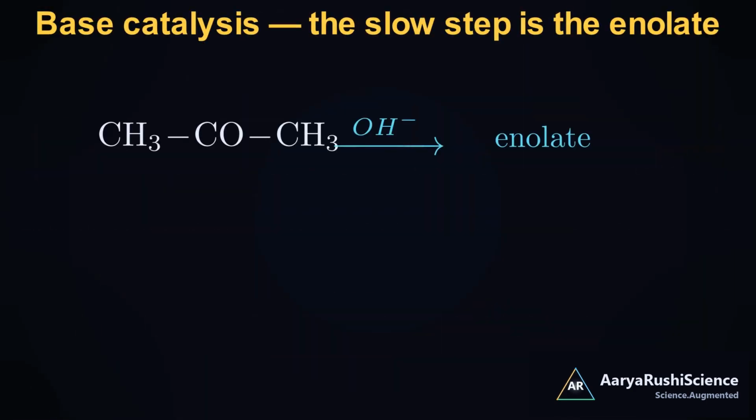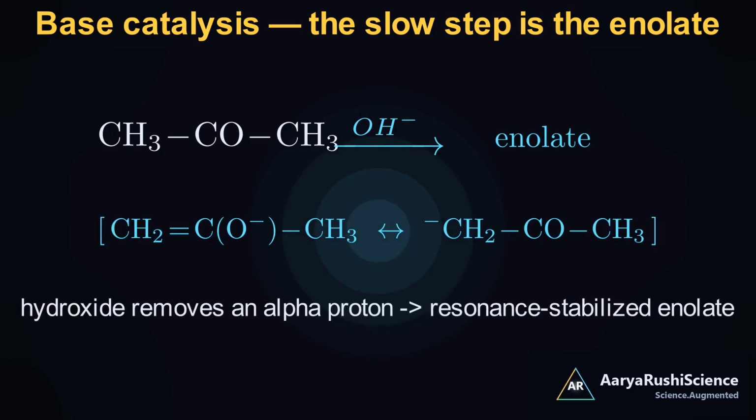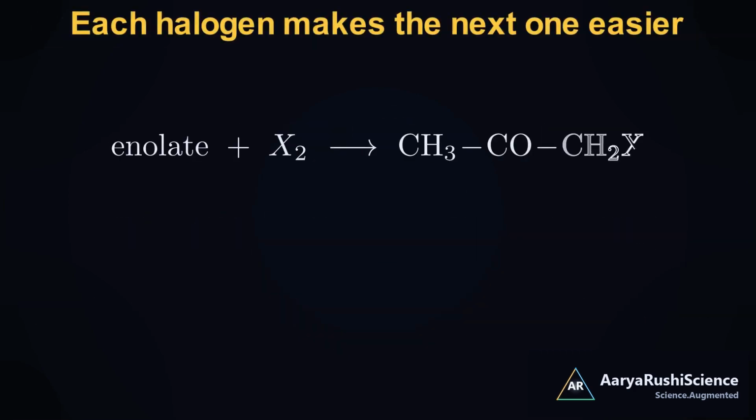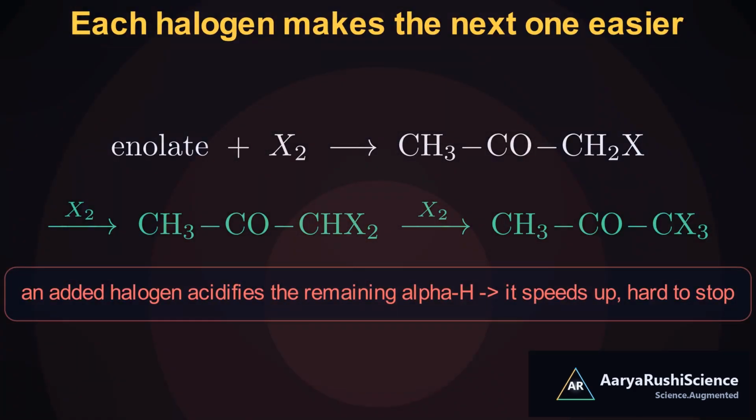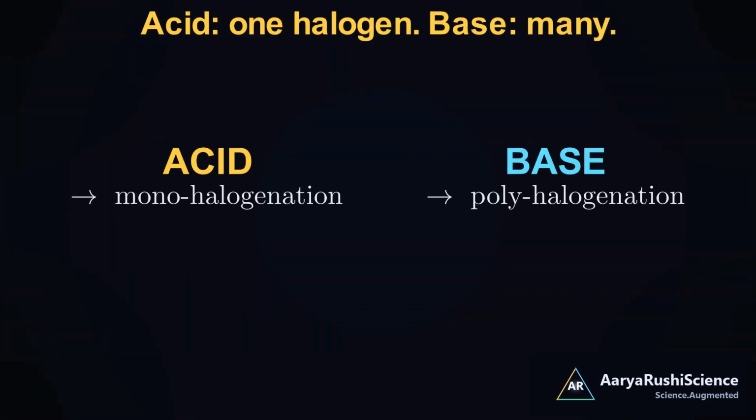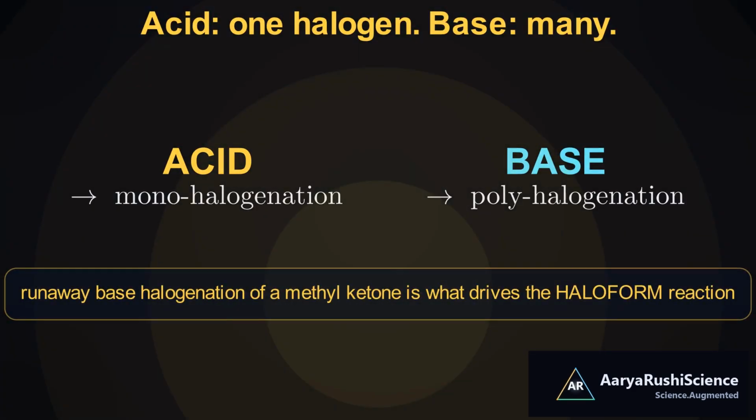In base, the slow step is forming the enolate. Hydroxide removes an alpha proton, giving a resonance-stabilized enolate. The enolate attacks the halogen. But now each halogen already added makes the remaining alpha hydrogens more acidic, so the reaction speeds up and is hard to stop. That runaway halogenation is exactly what drives the haloform reaction on methyl ketones. Acid gives one halogen, base tends to give many.